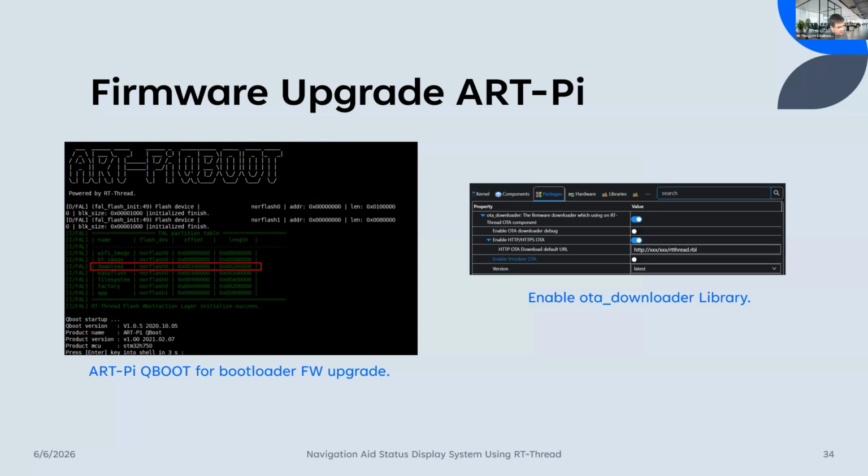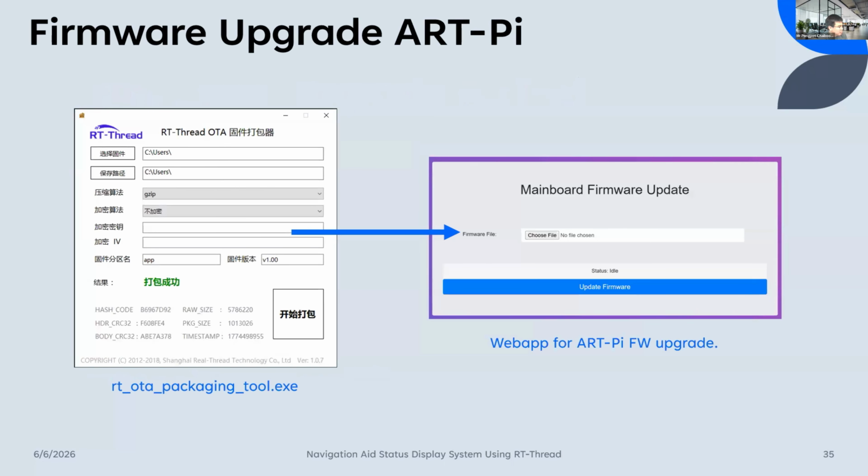For the firmware upgrade, the system supports firmware upgrade for both the main processor and the subcard. The features include OTA firmware upgrade, web-based upgrade management, UART bootloader upgrade, and RT-Thread OTA packet support. So for the main unit, we use RT-Thread, which also supports OTA upgrade and has a board support package for this.